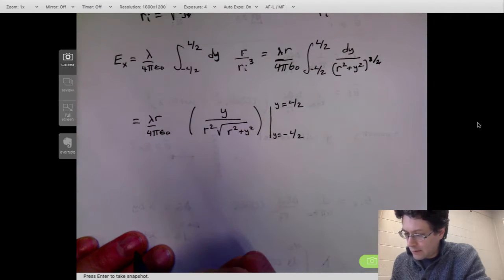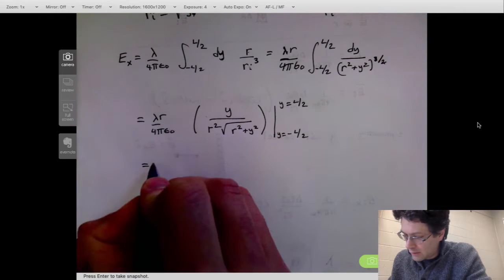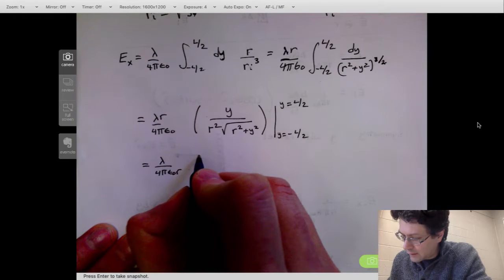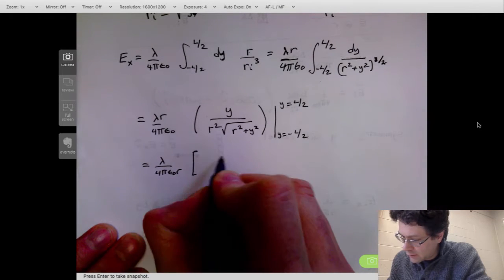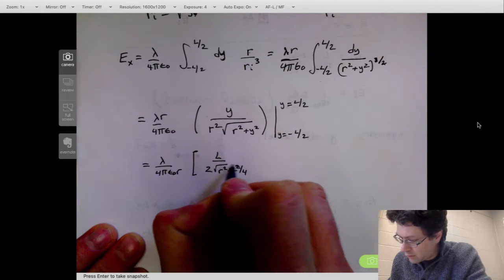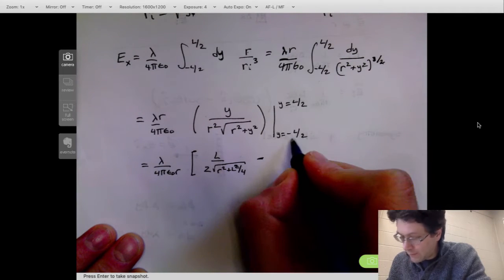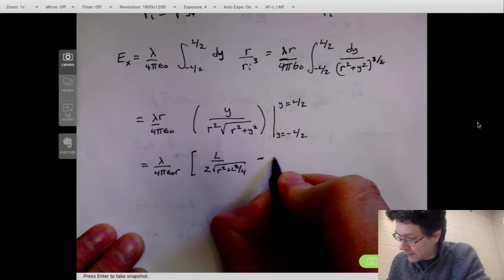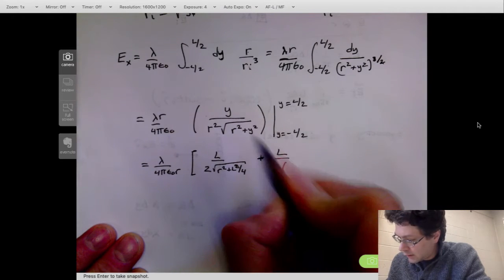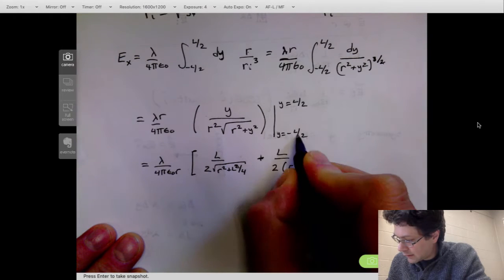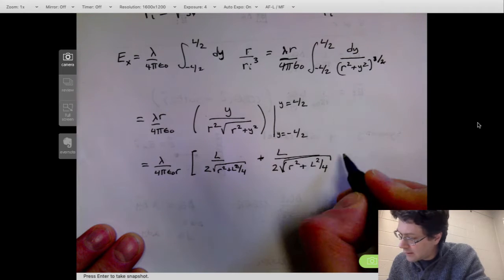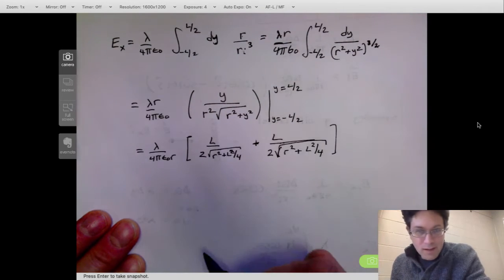So the r squared comes out. This is going to become lambda over 4 pi epsilon naught times r. And then this becomes L over 2 times the square root of r squared plus L squared over 4. Then minus, this one is also minus, so that's great. So minus minus becomes a plus L over 2 over the square root of r squared plus L squared over 4 again. So both terms give you exactly the same contribution.